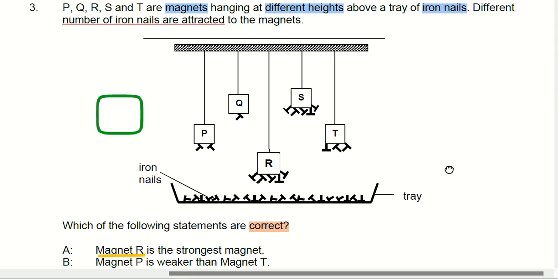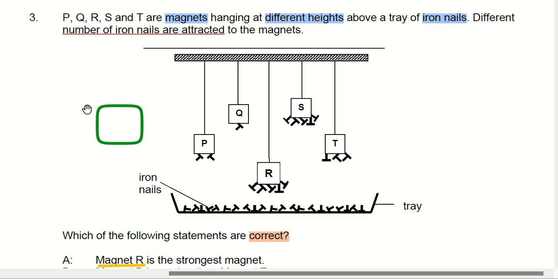Alright, let's take a look at question 3. It's quite challenging. It's lengthy as well. P, Q, R, S, and T, they are magnets hanging at different heights above a tray of iron nails.